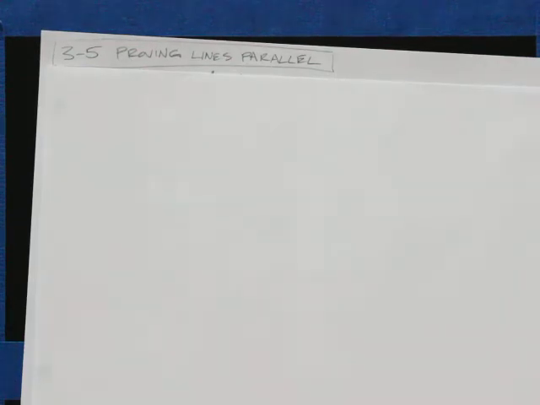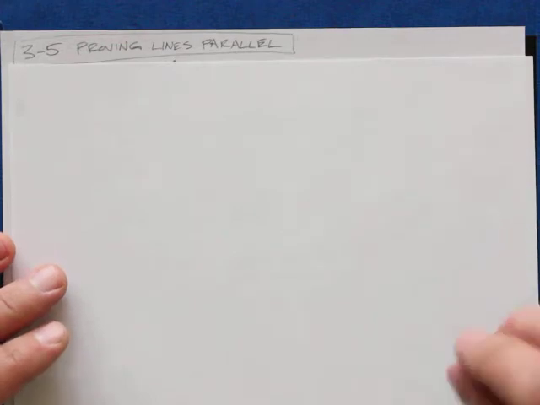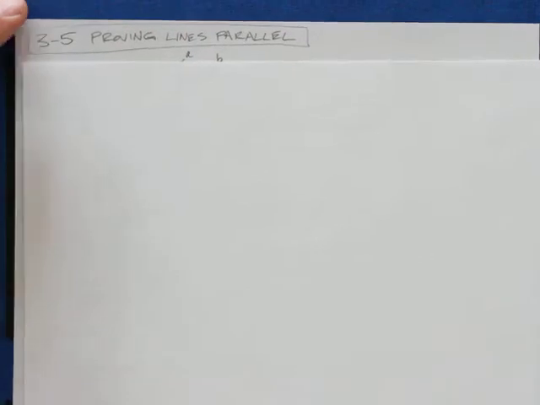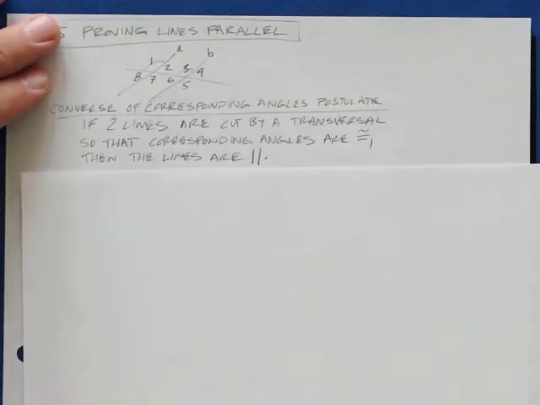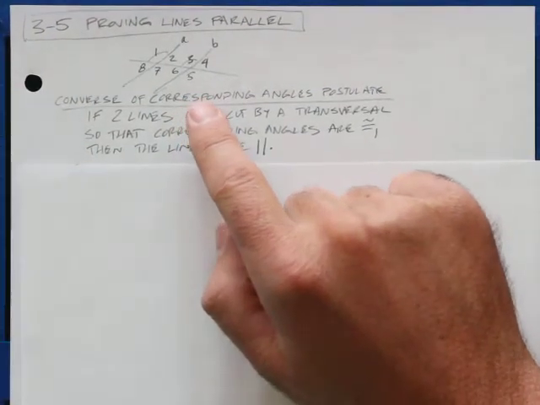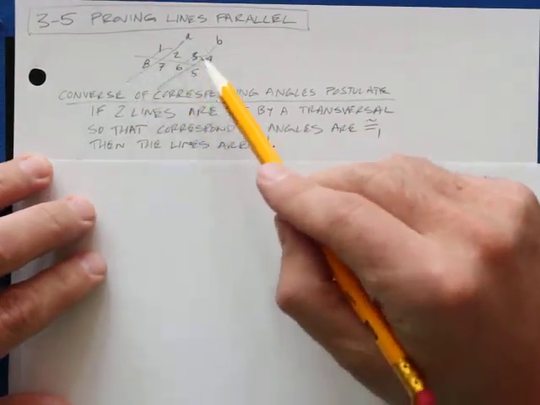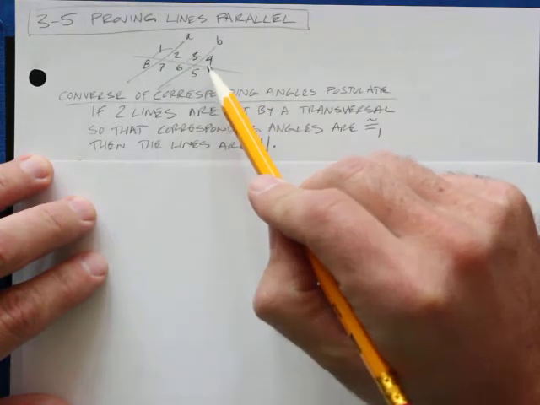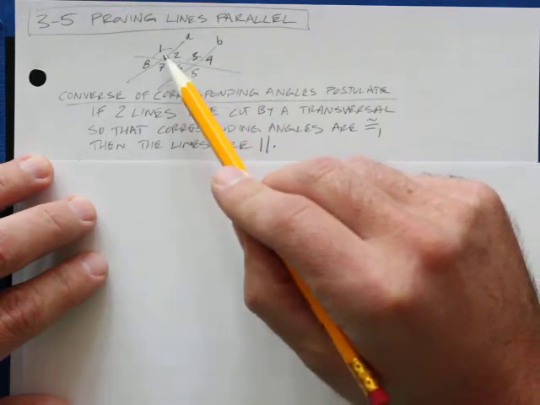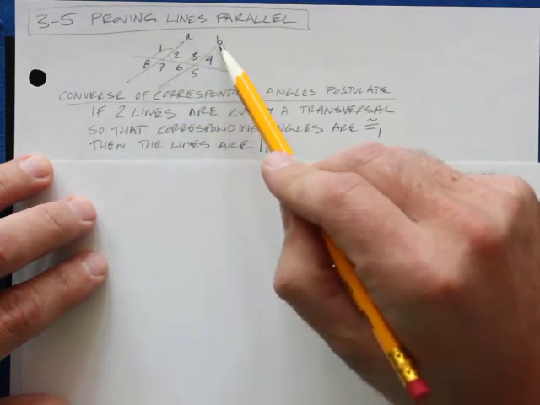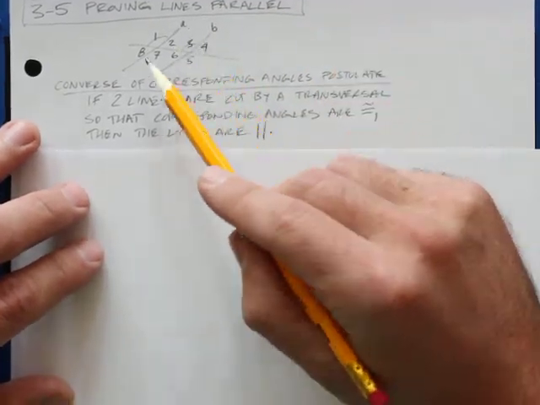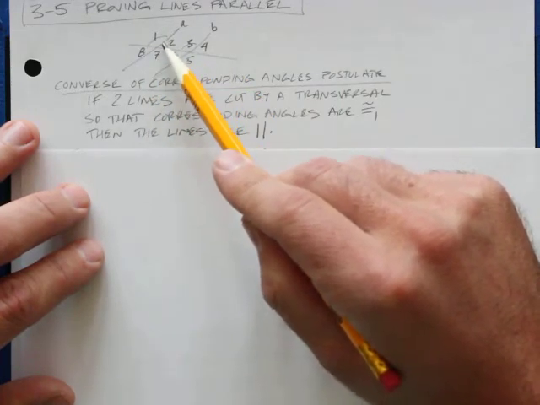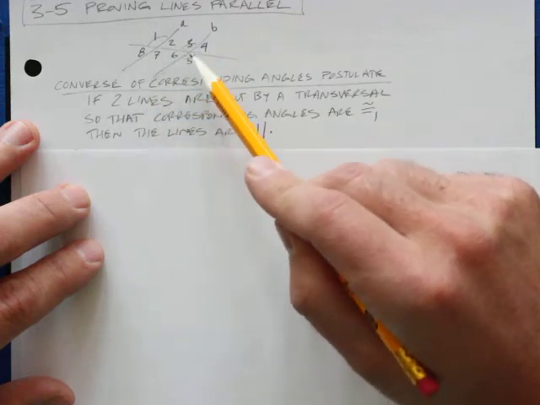All right, geometry 3-5, proving lines parallel. Part of this I'm going to write, and part of it I'm just going to show you, and you can copy at your own pace. So we're going to start with 2 lines and a transversal, and then we've got all of these angles written out, named, labeled, and we've got these 2 lines A and B here. And so we can use a transversal and the angles that are created to prove lines parallel.